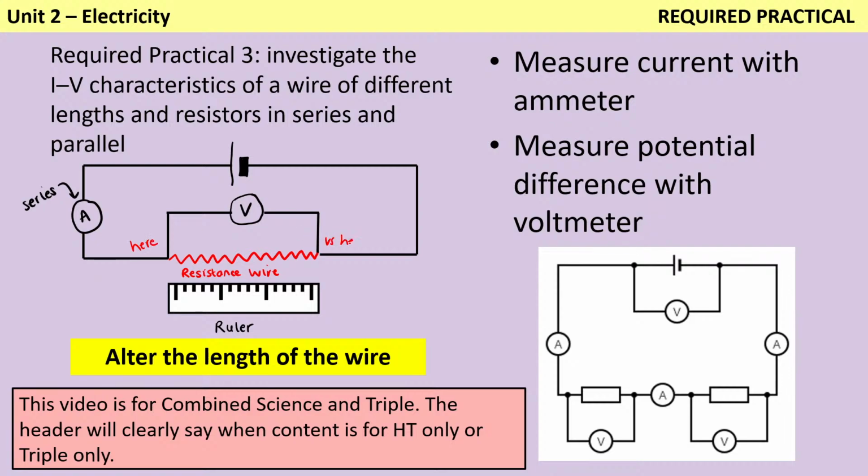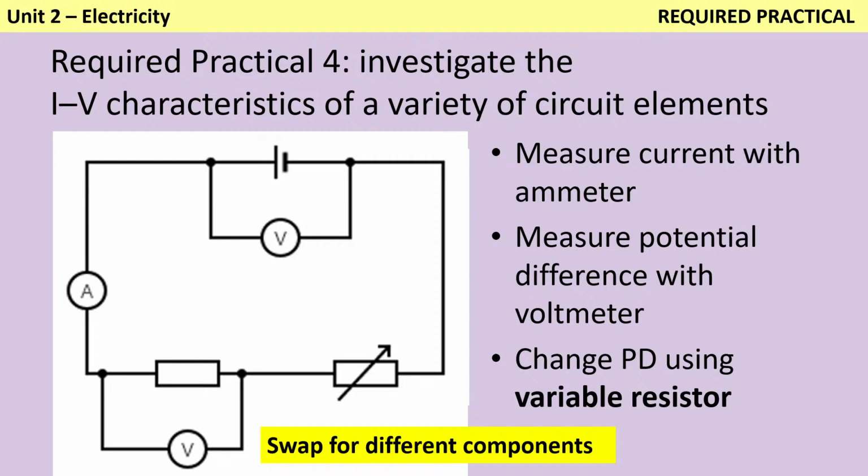When you're doing this practical, it's important that you don't let the wire get too short, because if you do, then the current will get really high and the wire will get really hot, and that will influence your data and also be quite unsafe. In the second electricity required practical, we're still measuring the current and the potential difference, but this time we're looking at a number of different components.